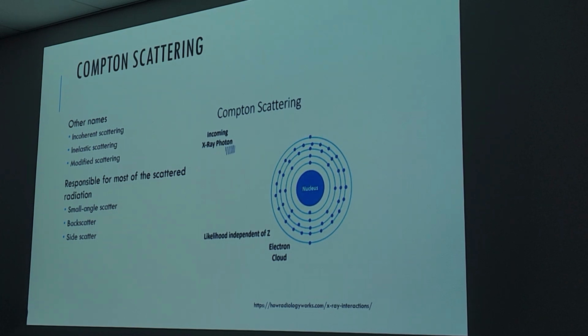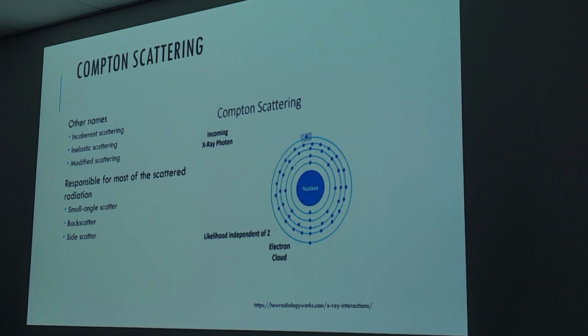What happens in Compton scatter? This is after the tube, so it's an incident photon that comes into the patient's body and interacts with an outer shell electron. It has enough energy to kick out the electron, so it uses about a third of its energy to kick out the electron, and the remaining energy leaves as a scattered photon. And it creates ionization, because it's removing an electron from the atom.